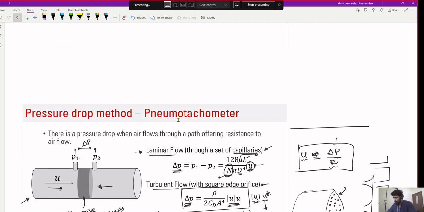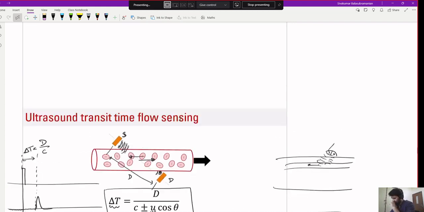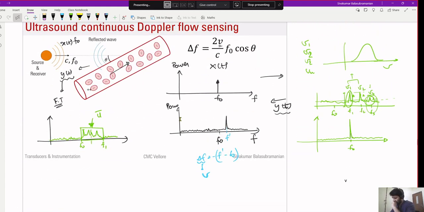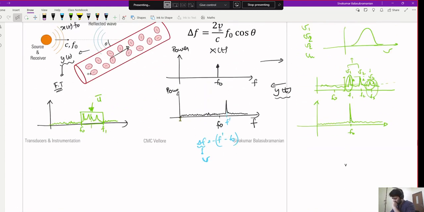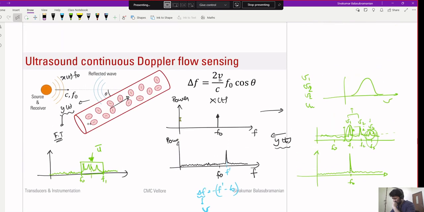Sir? Yeah. So I have a question. In this slide of ultrasound, below, Doppler flow sensing. In the Doppler flow sensing, you said that the amplitude basically depicts the mass of the RBCs. Not the mass. I'm saying the number of RBCs that are reflecting at that frequency. Okay, I mean the amplitude is basically dependent upon the number of the RBCs that are reflecting.